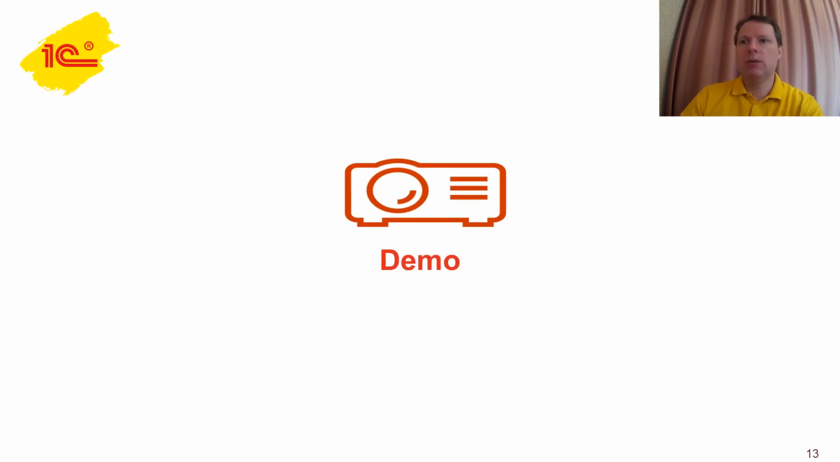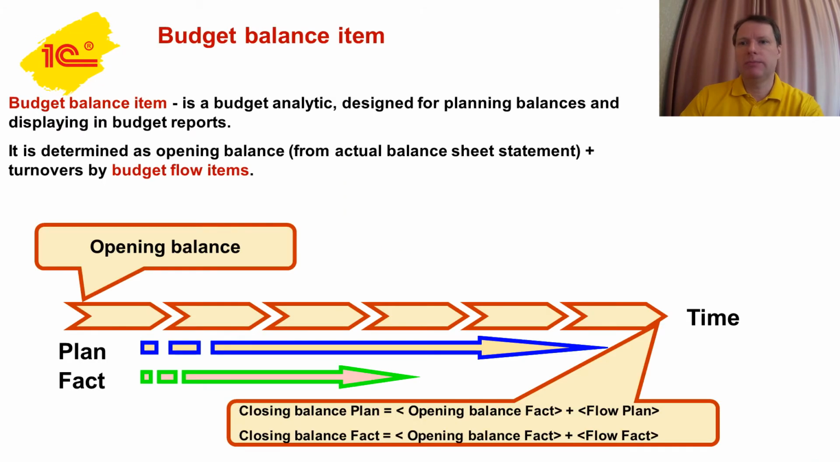Let's see what the budget balance item is in a scheme. Budget balance item is a budget analytic designed for planning balance and displaying in budget reports. It is determined as opening balance from actual balance sheet statement plus turnovers by budget flow items. The system gets opening balance from actual data and adds to it the amount from flow items which are connected to this balance item. So we have a planning close balance amount.